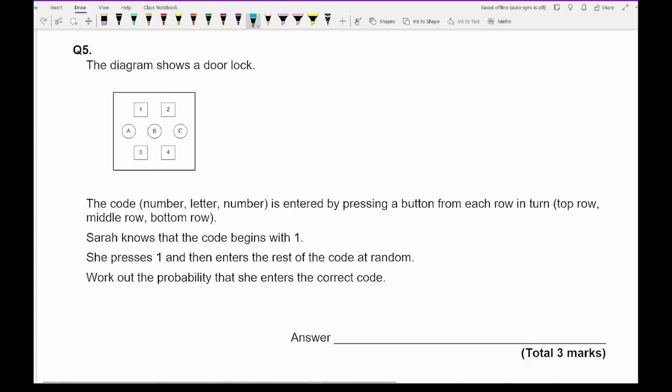So for this, all I then need to do is go for that list. I know 1 is a given, so I can ignore that. So the only combinations I'm looking for are the second row and the third row. Here I could have A3, A4, then B3, B4, and then C3, C4. From this, the question is asking, work out the probability that she gets the right code. Well, there's only 6 possible combinations, so the answer is going to be 1 over 6.